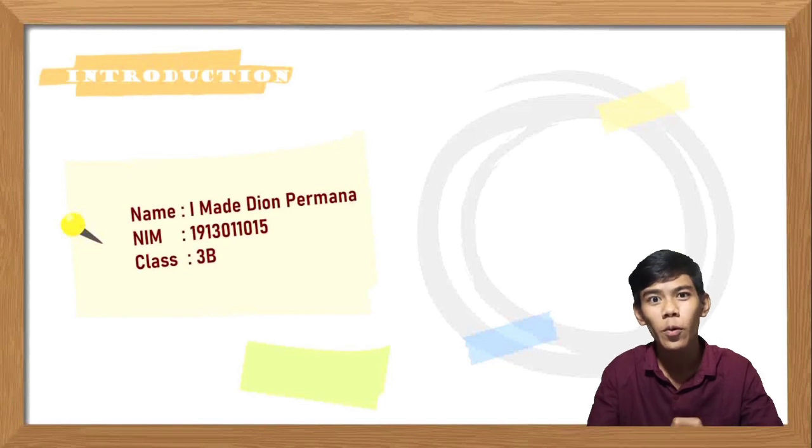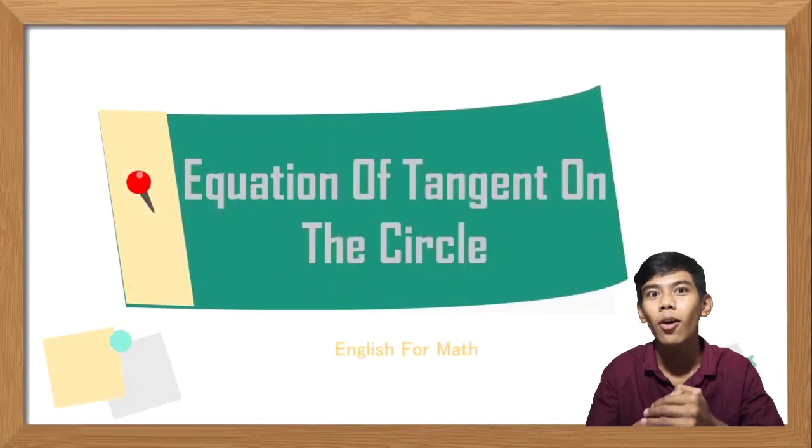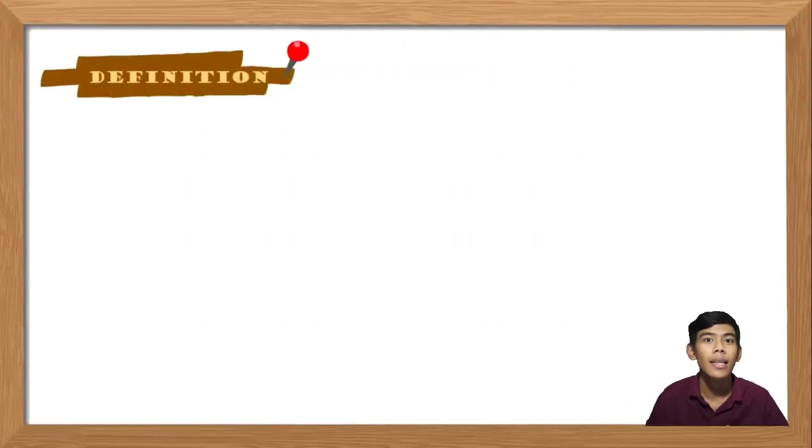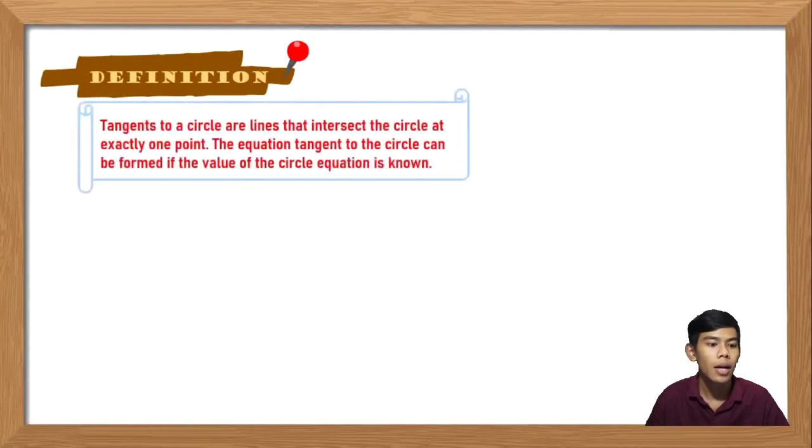So today's video we are going to learn about the equation of tangent on the circle. The first thing we must know is the definition of tangent to the circle. A tangent to a circle is a line that intersects the circle at exactly one point. The equation of a tangent to a circle can be formed if the equation of the circle is known.